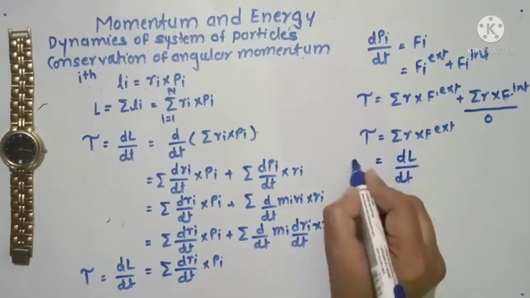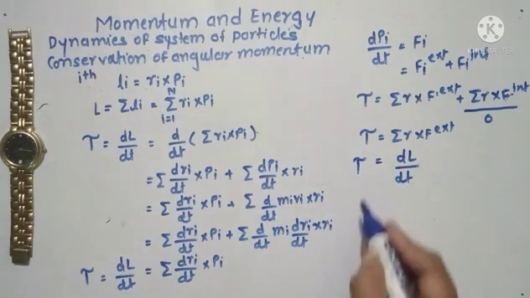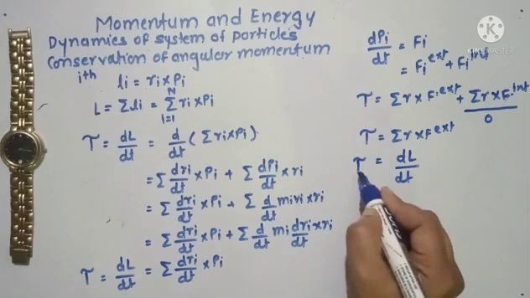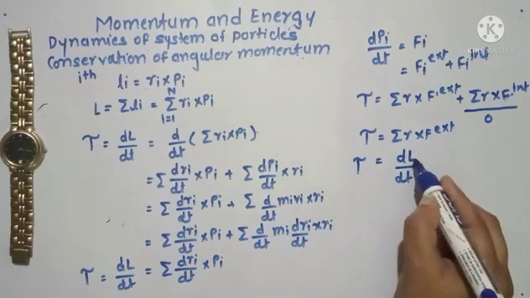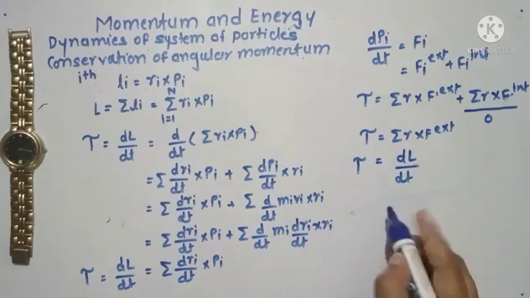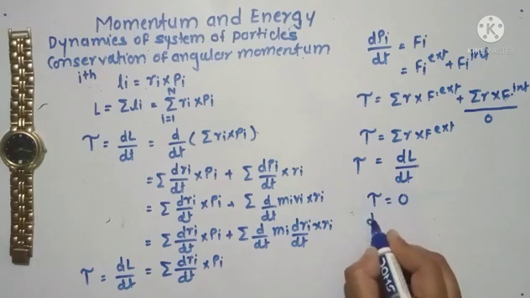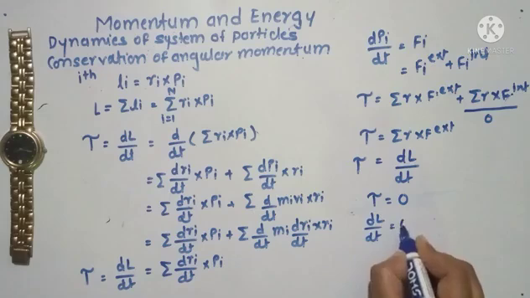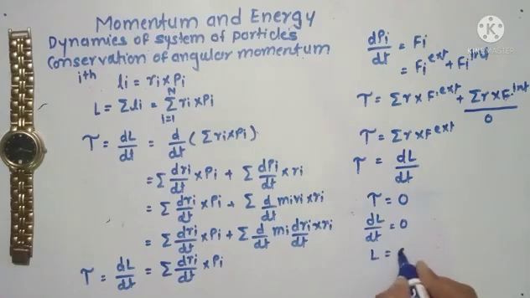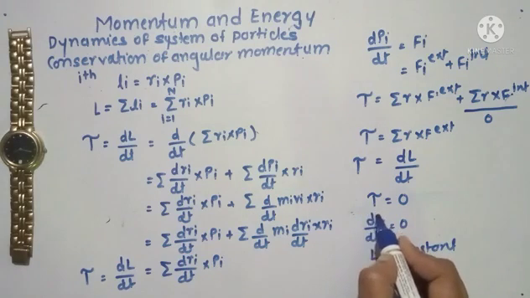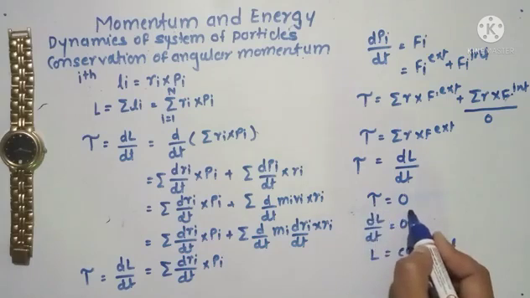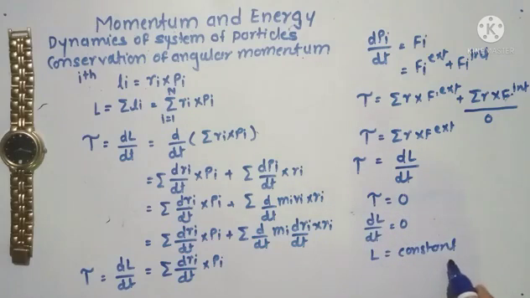So we can say that this torque is nothing but R cross F, which is nothing but dL upon dt. So whenever the torque acting on a system of particles is 0, the rate of change of angular momentum is 0. So when this external torque applied on a system of particles is 0, then dL upon dt will become 0, and this L is constant. So when the external applied torque on a system of particles is 0, the angular momentum of the system is conserved. So this is the law of conservation of the angular momentum of the system of particles.